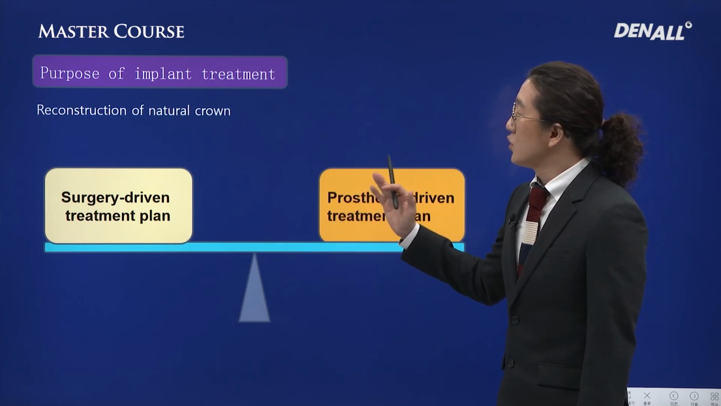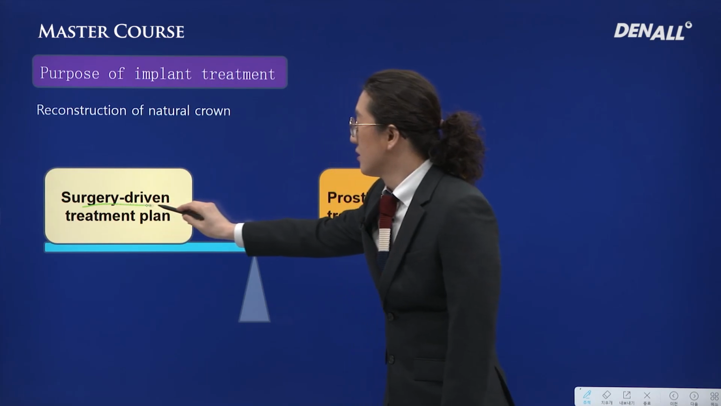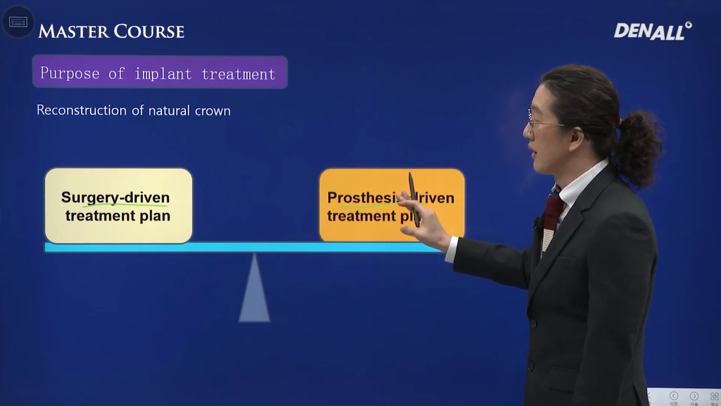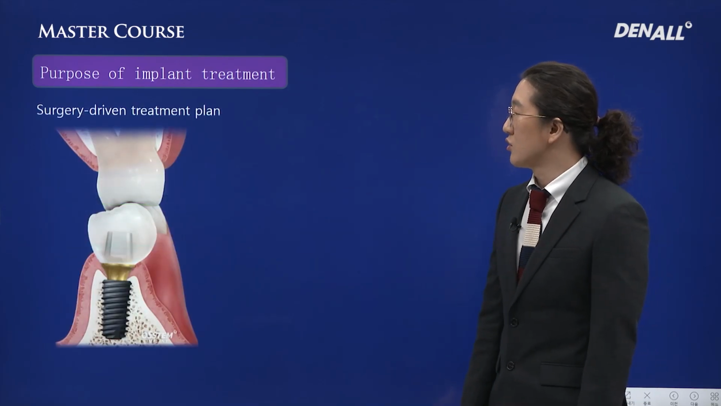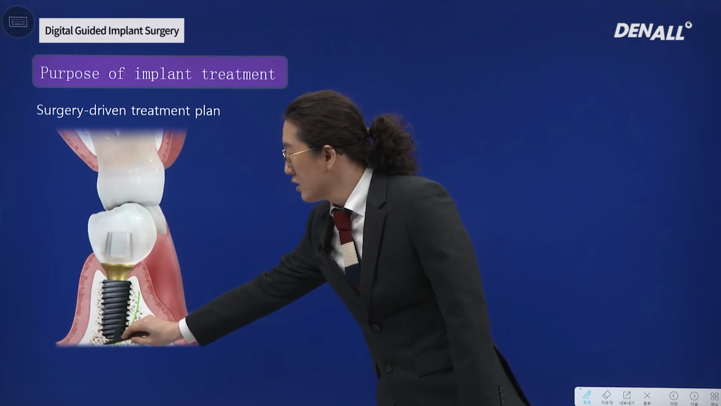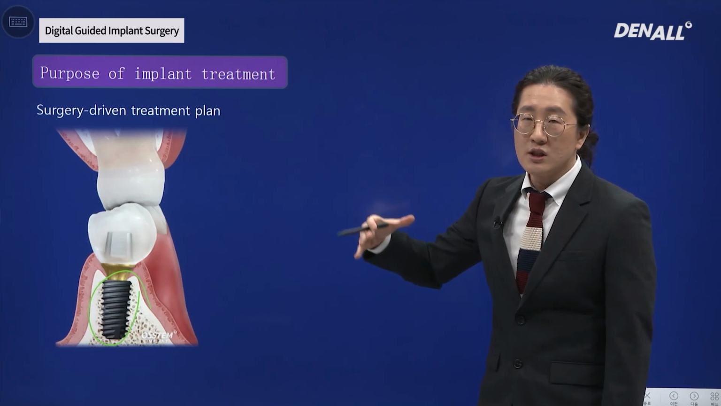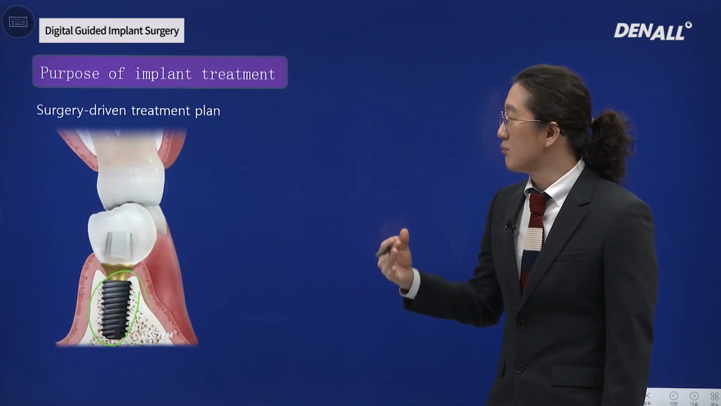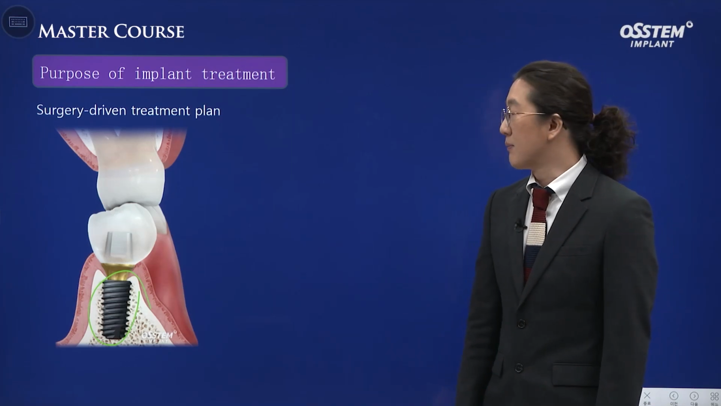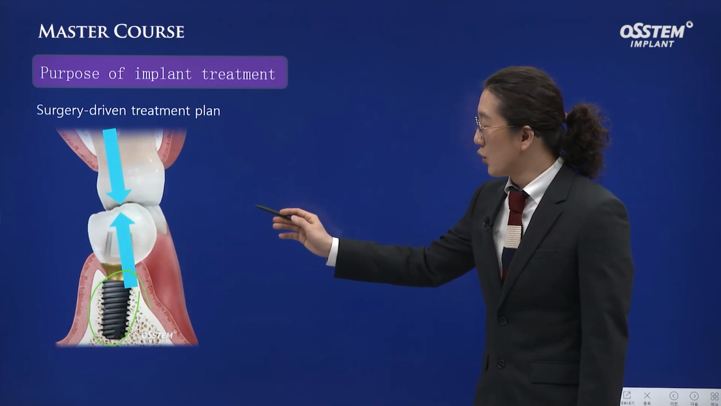When we plan for implant treatment, this can largely be divided into surgery-driven plan and prosthesis-driven treatment plan. By surgery-driven treatment plan, it means that when placing implant, you place the implant where there is sufficient bone. And the prosthodontic complications that occur due to wrong position are addressed prosthodontically.